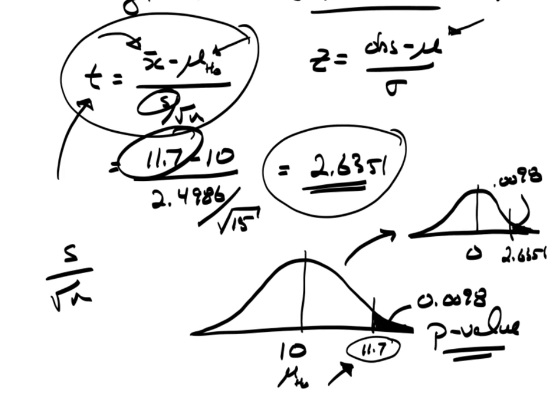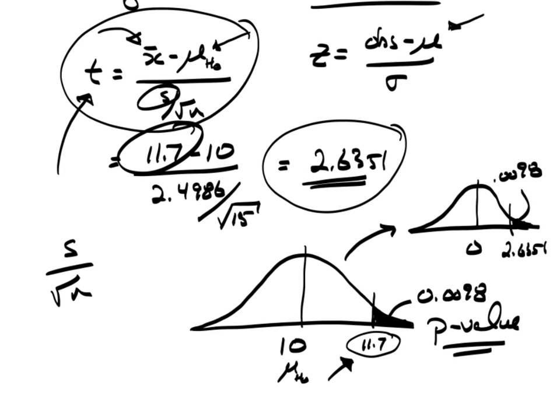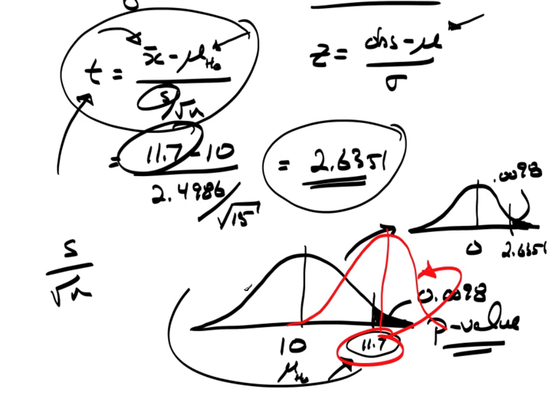As I did earlier when I first started talking about this concept, this is really saying this 11.7 does not belong to this distribution with 10 as a mean. It belongs to some other distribution up here, which has a greater mean, most likely somewhere near 11.7. This value belongs to this distribution. It does not belong to this distribution.